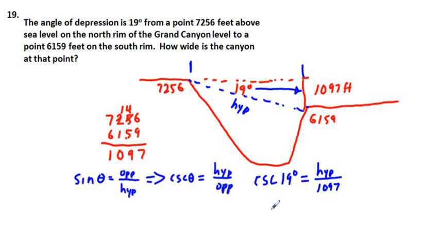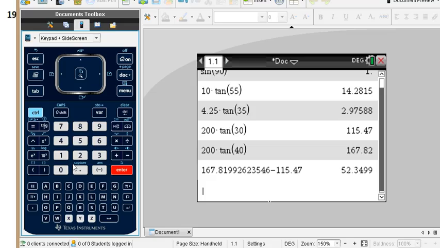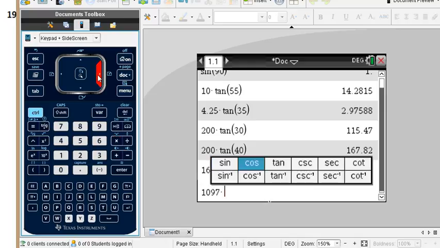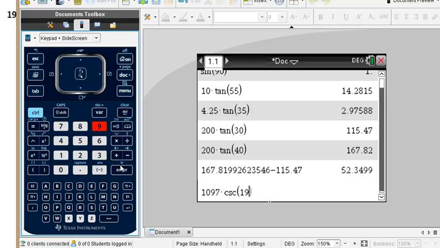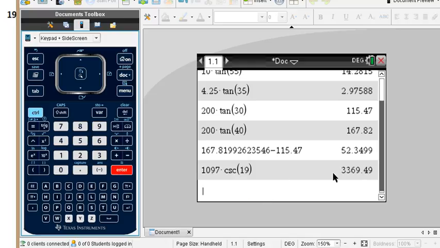Cross multiplying the 1,097 to the other side, there it is. The hypotenuse is equal to 1,097 times the cosecant of 19 degrees. If we go to our calculator, we have 1,097 times the cosecant of 19 degrees. So we get 3,369 feet. Rounded to the nearest foot, it's almost 69.5, so we'll call it 3,369 feet.